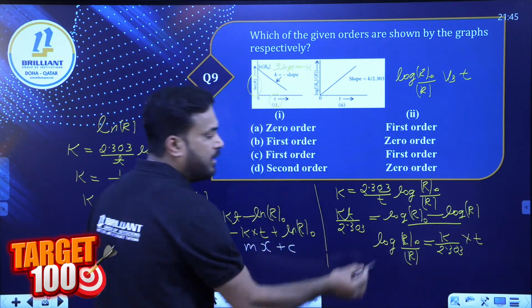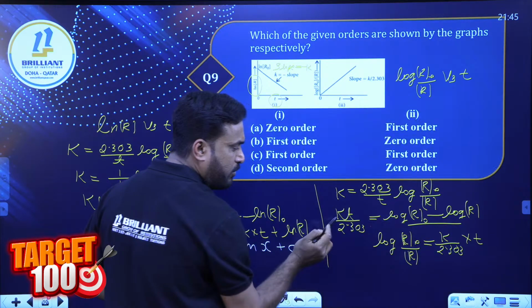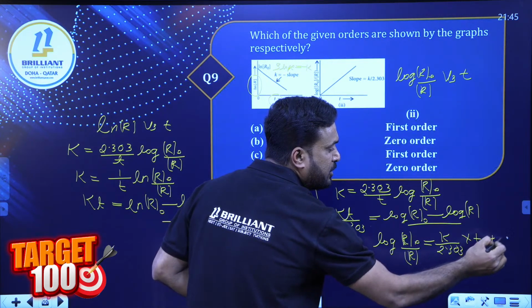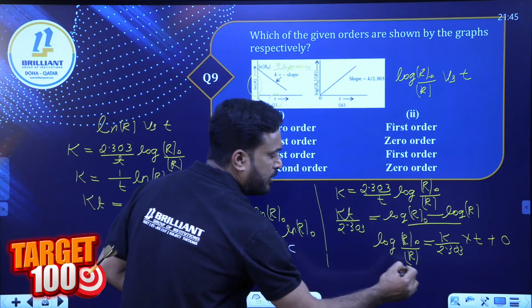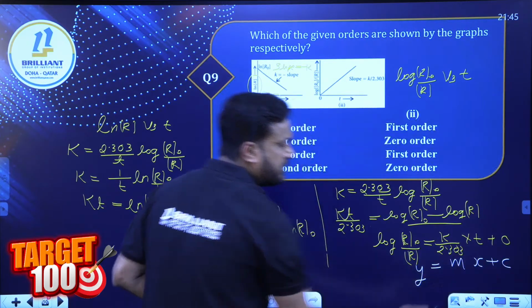This much only is required. Log R0, this one I kept the same. Log R0 divided by R is equal to, on the left hand side, K into T by 2.03, plus 0 I will write. Plus 0 means just to make it as y equal to mx plus c. Now I got y equal to mx plus c, correct, right?